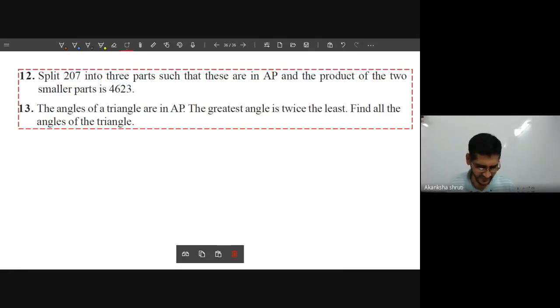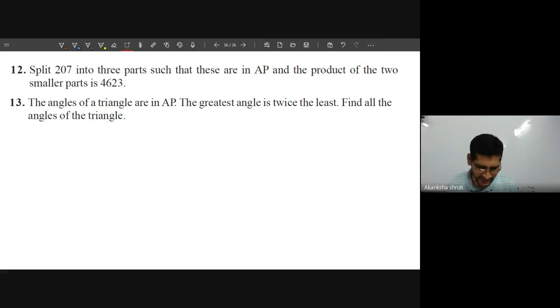Let me solve it here. Student, हम इसे fastly solve करने के लिए क्या करेंगे? So it is also our term based. That kind of question is this. So split 207. Question number 12 first I am going to solve.